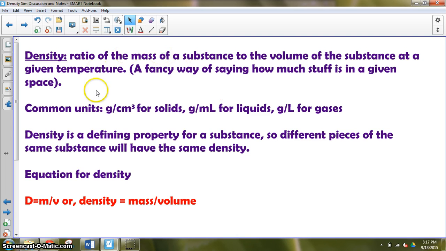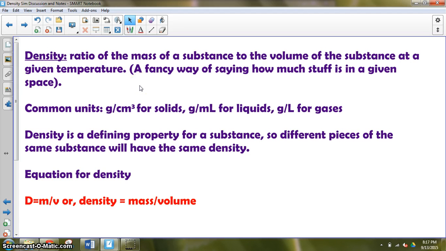Common units we would use because of that ratio: for solids we often use grams per centimeter cubed, for liquids grams per milliliter, and for gases grams per liter. Gases have very low density, so we tend to use very large volume measurements for that part.